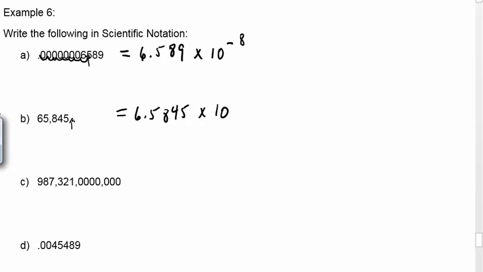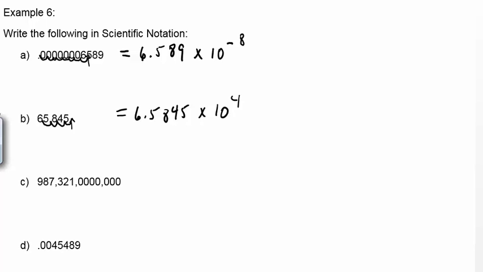So since we had to move the decimal to the left, our exponent is going to be positive, and we move the decimal 1, 2, 3, 4 places. So our answer would be 6.5845 times 10 to the 4th power.